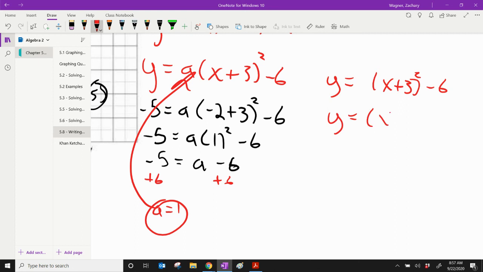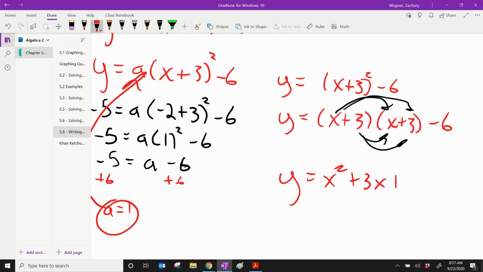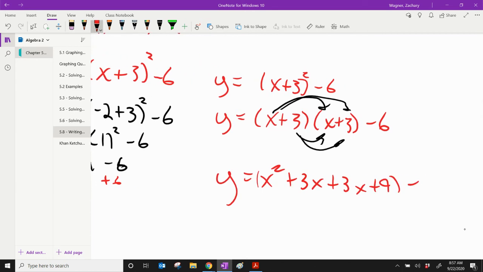y equals (x plus 3) times (x plus 3). I'm writing it out twice just because I'm going to distribute. Make sure, do not just square x and 3. Write it out twice and then distribute. X times x is x squared. X times 3 is 3x. X times 3 is 3x. 3 times 3 is 9. Now, technically, there's parentheses around here, but since we're not multiplying it by anything, we don't really need those.